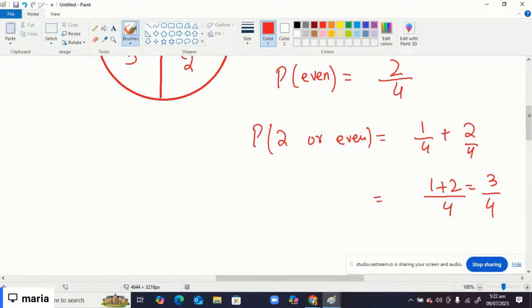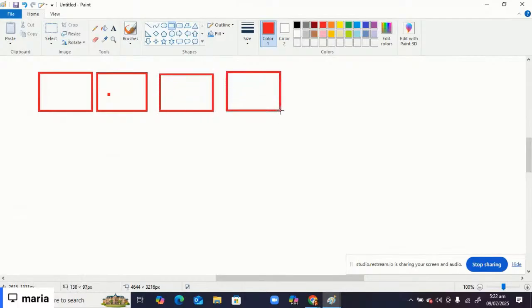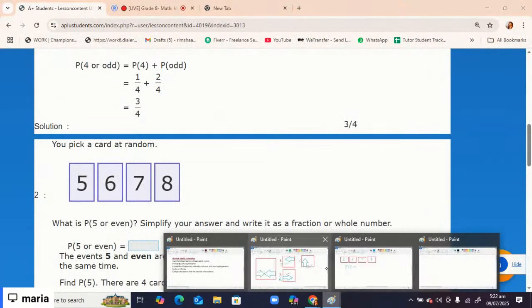Okay, let's do it. Cards are 5, 6, 7, and 8. Probability of 5 or even.